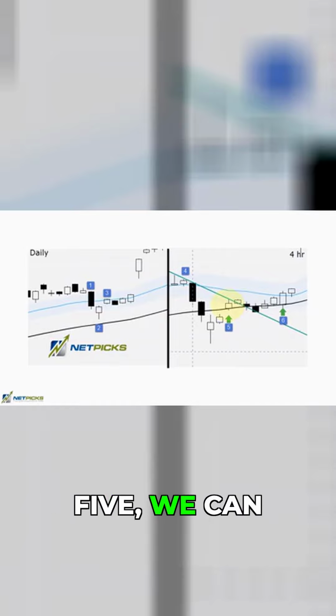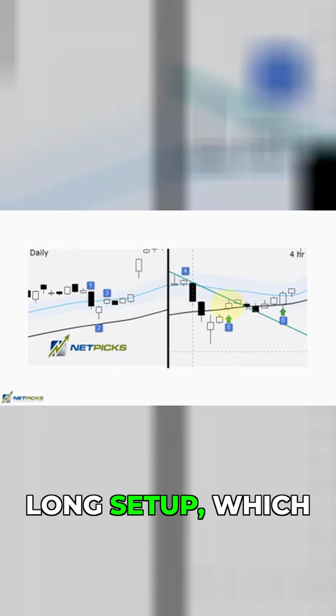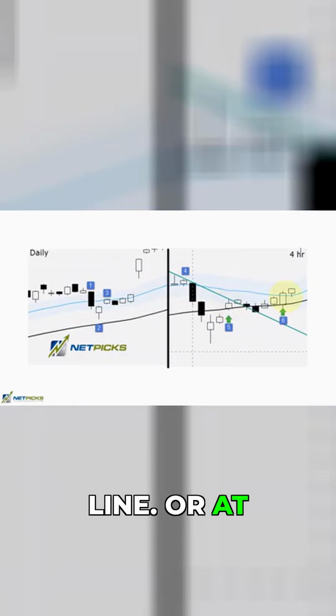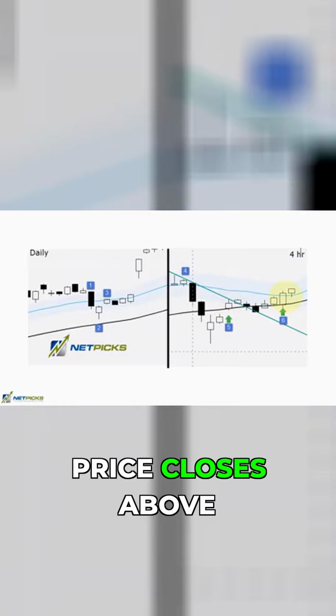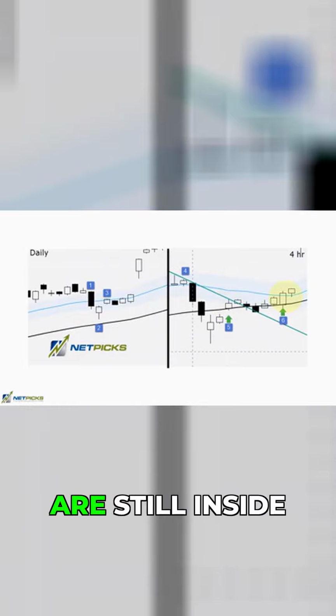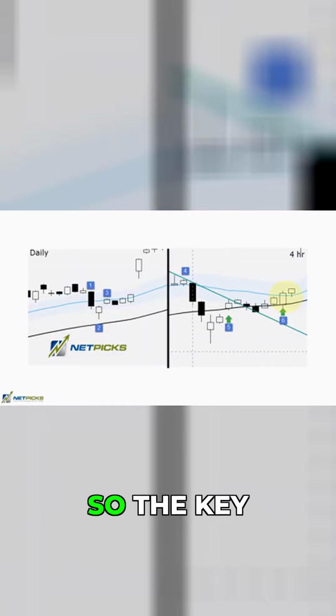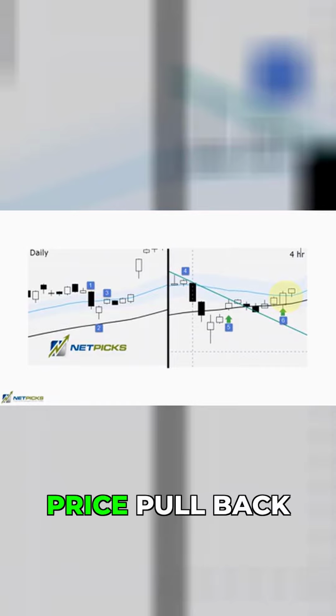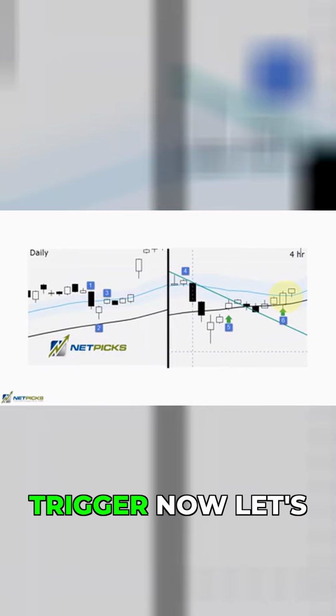At number 5, we can enter when price closes above the 50 for a long setup, which is that black line. Or at number 6, we can enter when price closes above the 20, as long as we are still inside our blue zone. So the key is to see price pull back into our blue zone, and then we look for a trade entry trigger.